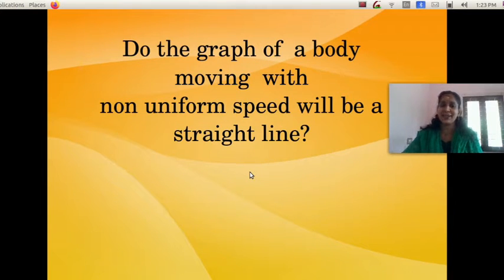Can you say, will the graph of a body moving with a non-uniform speed be a straight line? For example, a car is traveling with a non-uniform speed. All of you know most vehicles travel with a non-uniform speed, isn't it? Their speeds are not uniform. If we draw the graph of an object traveling with non-uniform speed, will it be a straight line? That is the question. Can you say?